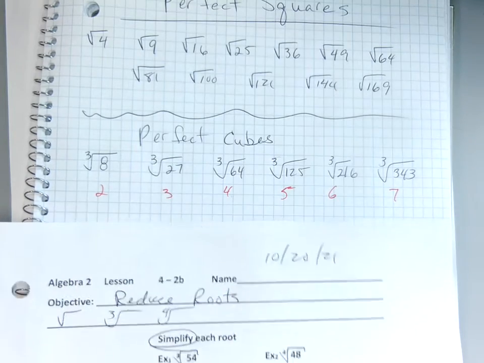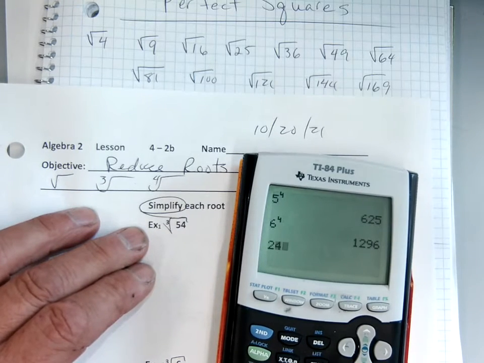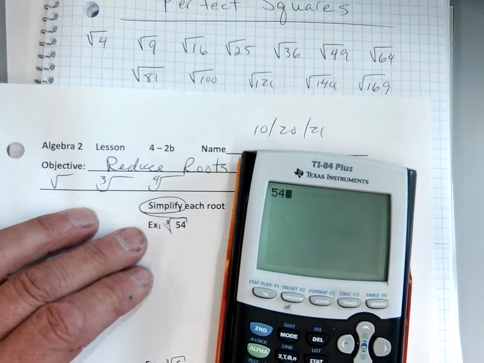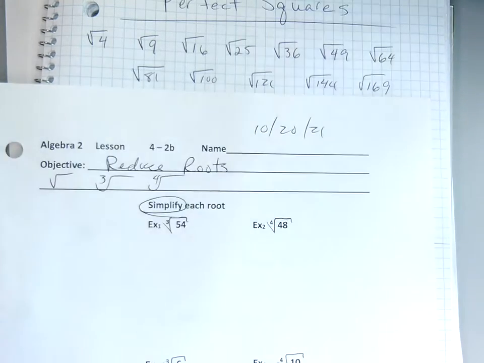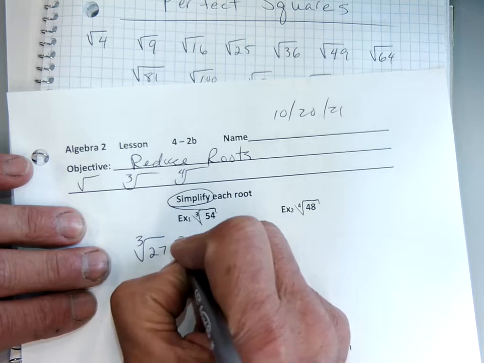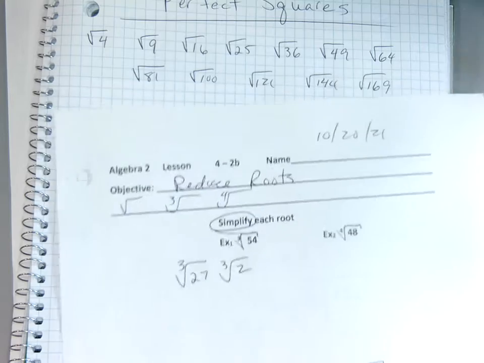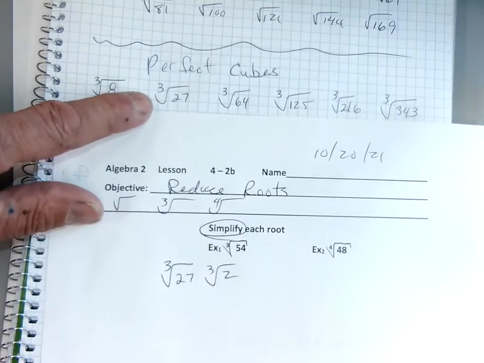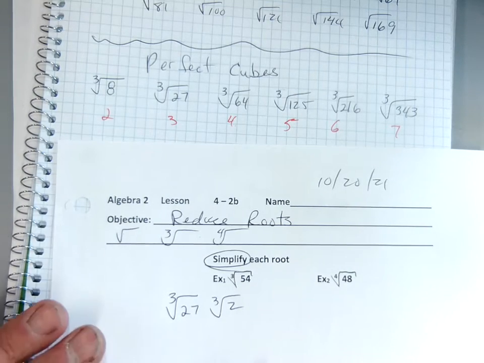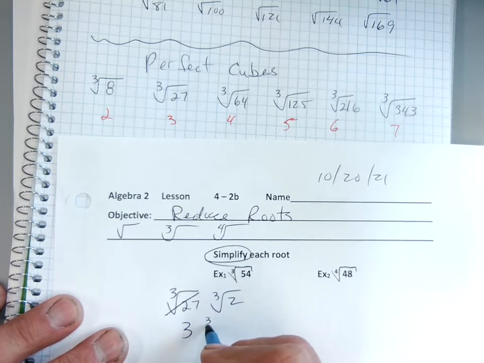27. I think 54 divided by 27 is, hold on, I'll try it again. 54 divided by 27 is 2. So I'm going to have the cube root of 27 and the cube root of 2. And I chose 27 because it's a perfect cube, and I know the cube root of 27 is 3. Same stuff, just bigger numbers, except for their cubes. So the cube root of 27 is 3 times the cube root of 2.